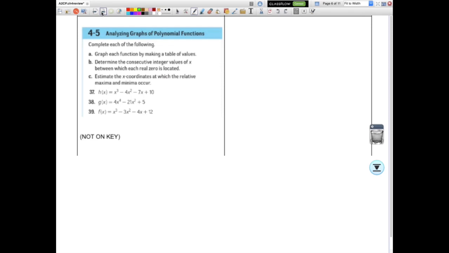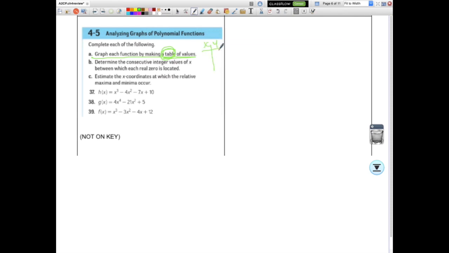Next, we have analyzing graphs of polynomials. I actually have one of the problems from your review that is more like what you might see on the test, so we might chit-chat about that one a little bit more. You are going to be asked to do a handful of things. You may be asked to graph a function by making a table, okay? It's not just going to be like make a random table like in these 3 problems.